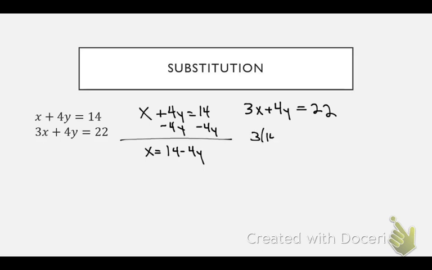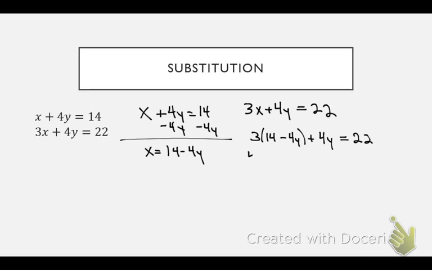3 times 14 minus 4y. Here's where I see a lot of people messing up. They're forgetting that there's a plus 4y that goes after that. All right, so I plugged in 14 minus 4y for x. But now I need to write the rest of the equation. Plus 4y equals 22. Now distribute. Combine like terms and solve for y.